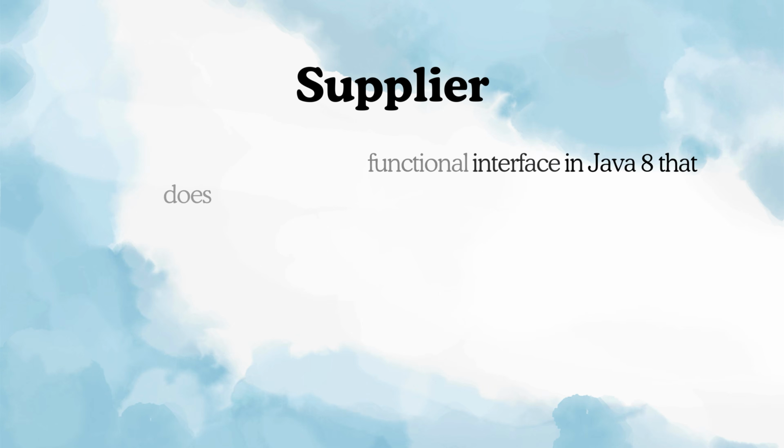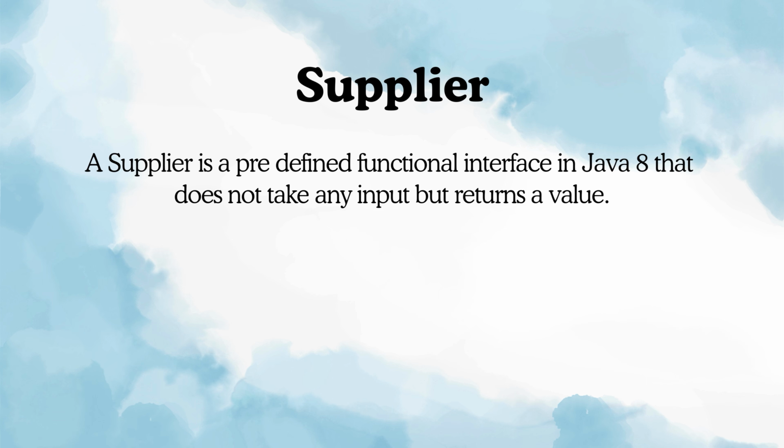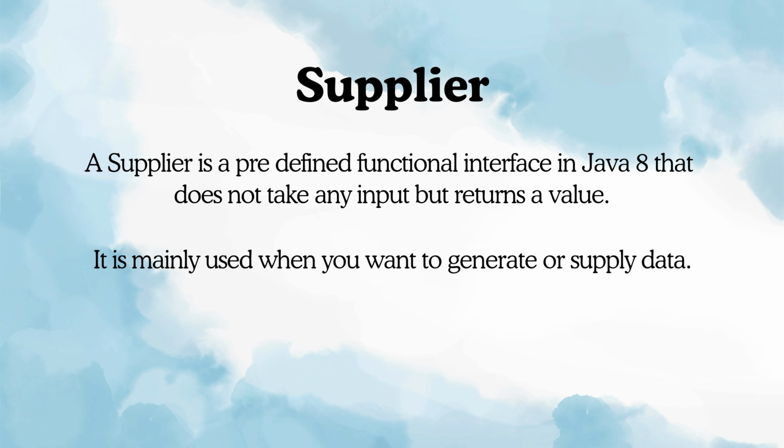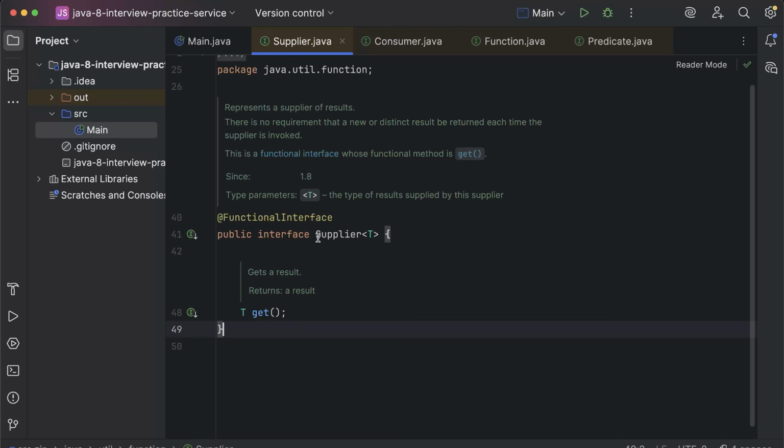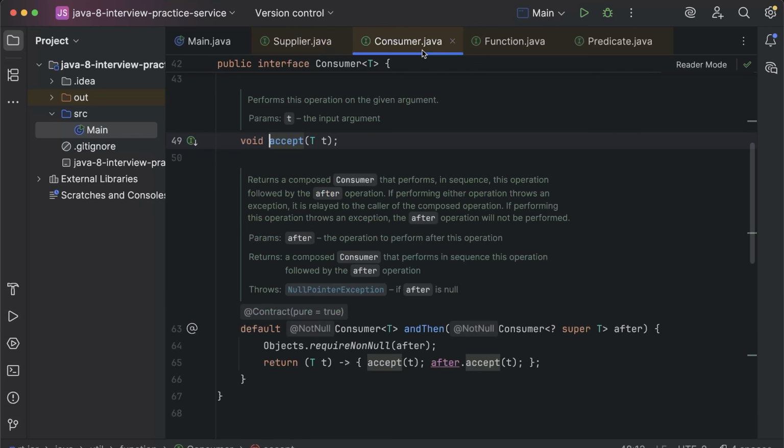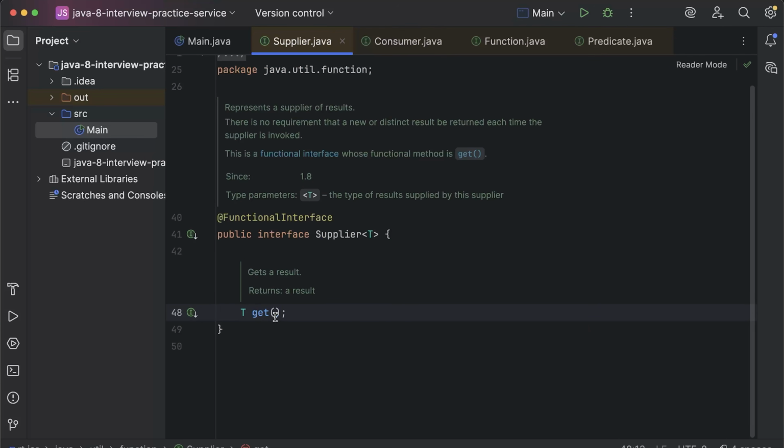Alright, now at last we have supplier. Supplier is a predefined functional interface that does not take any input but returns some value. It is mainly used when you want to generate or supply data. Alright, so this is the supplier interface. As you can see, it has this method get, but it does not take any argument. However, it returns some value. Okay, so it is kind of opposite to consumer. Consumer takes value but does not have a return type. However, supplier does not take any value and has some return type.